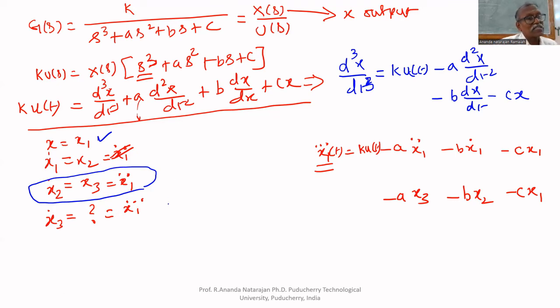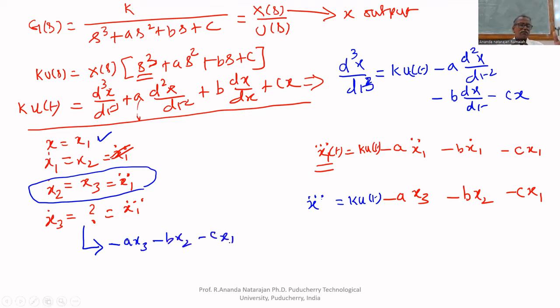But x2 dot can be written as x1 double dot. X3 dot is x1 triple dot. X2 equal to x1 dot. So we can write k u of t for x triple dot. Now substitute here. The question mark can be substituted from here: minus a x3 minus b x2 minus c x1. On the left-hand side you see all derivatives. On the right-hand side you see only variables. Derivative is only on the left-hand side, and that too first derivative only.